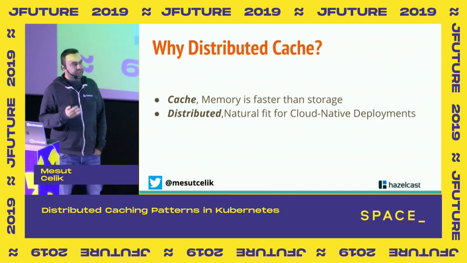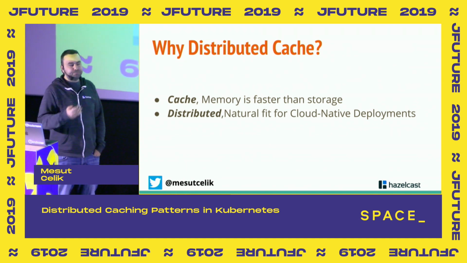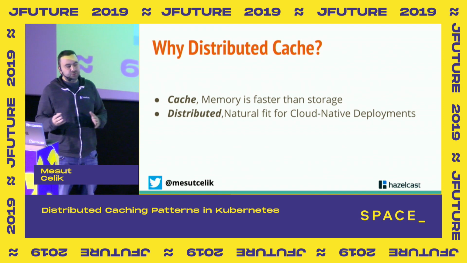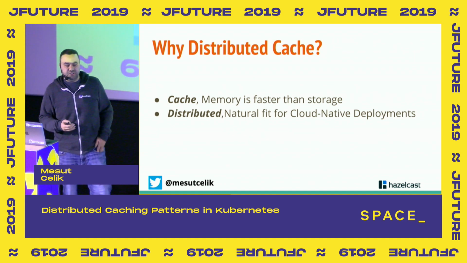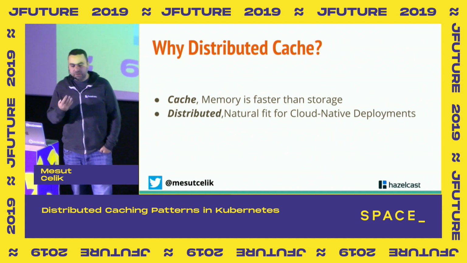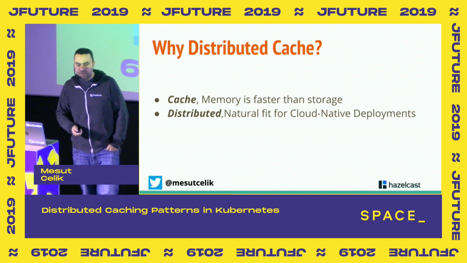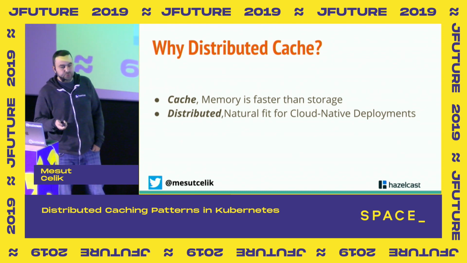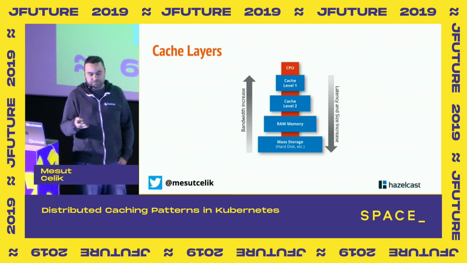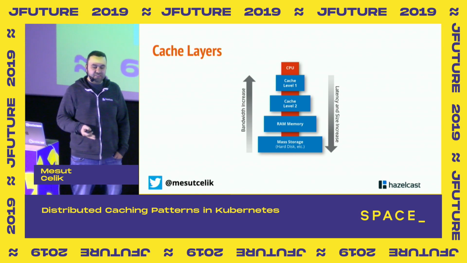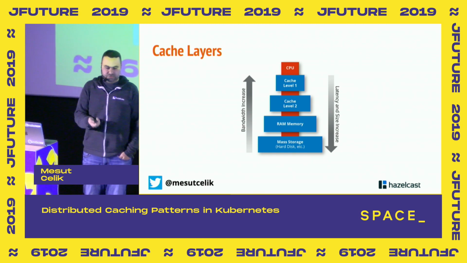And the distributed part, the second keyword that I use here, is about cloud native applications. So if you move from Monolith to microservices, then you will end up having a distributed environment. And your caching solution must be distributed. And Hazelcast is a very natural fit for cloud native deployments. So those are the reasons why you need to have a distributed cache. This is basically a simple diagram which tells that random access memory is faster than storage, if you check in detail.